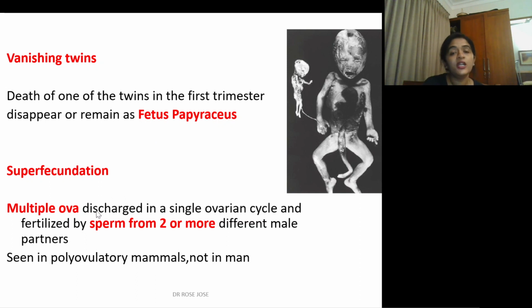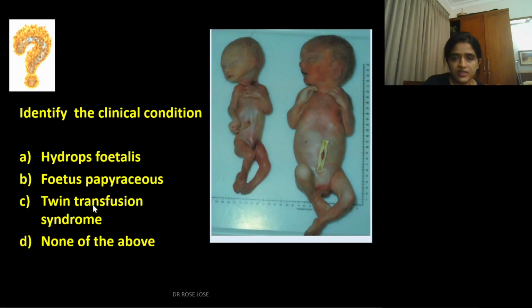Superfecundation means there will be multiple ova discharged in a single ovarian cycle, and they will be fertilized by sperm from two or more different male partners. This is usually seen in polyovulatory mammals. Now, identify the clinical condition.